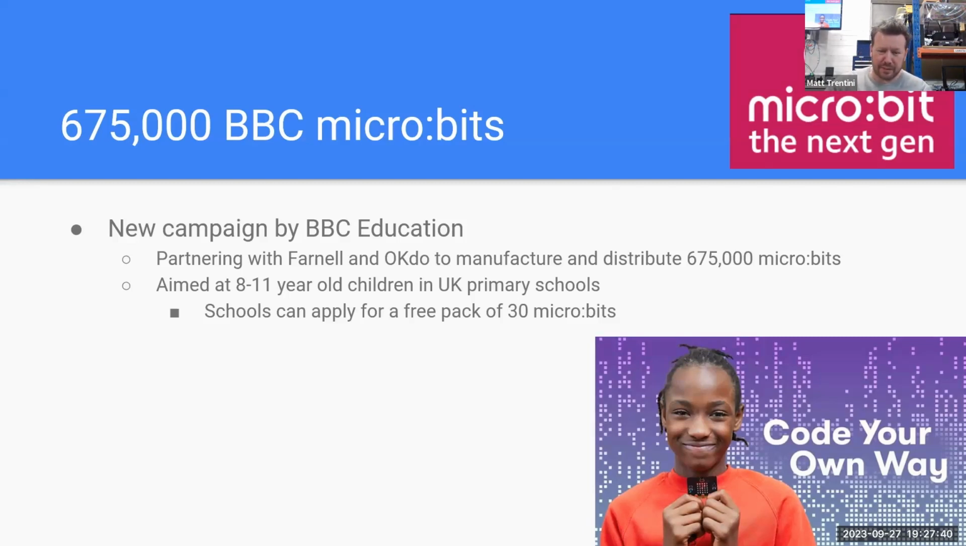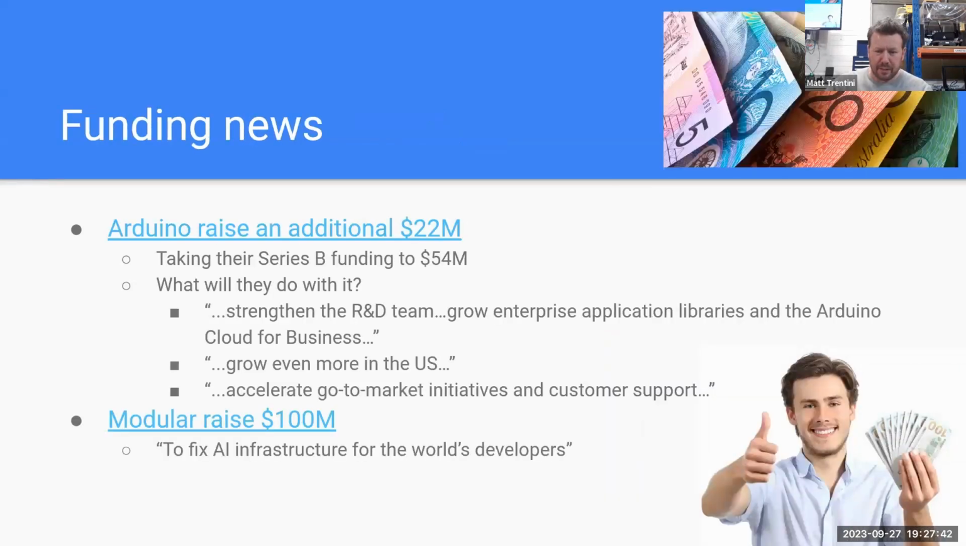So, yes, other funding news. I thought this was kind of interesting because Arduino raised a bunch of money, another 22 million, which takes their Series B funding up to 54 million. And what are they going to do with it? It's kind of all over the place, like strengthening their R&D team, growing in the US, accelerating go-to-market initiatives and customer support. I'm not sure what that means, but that was interesting.